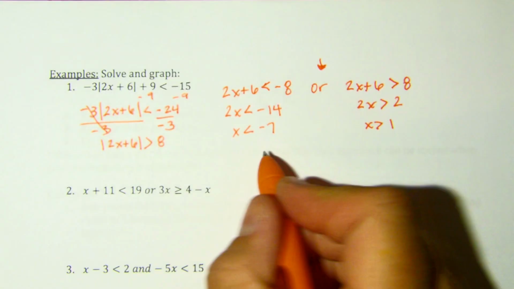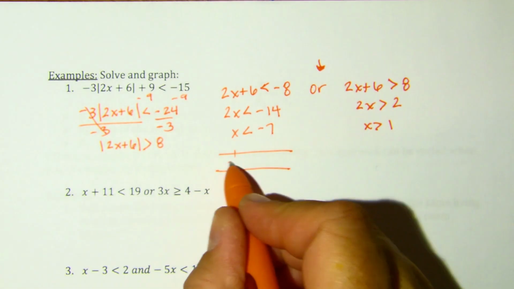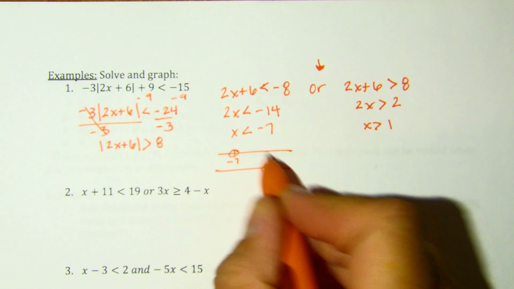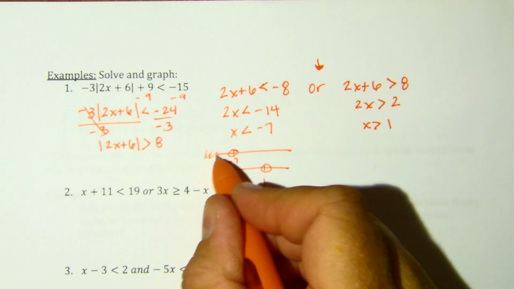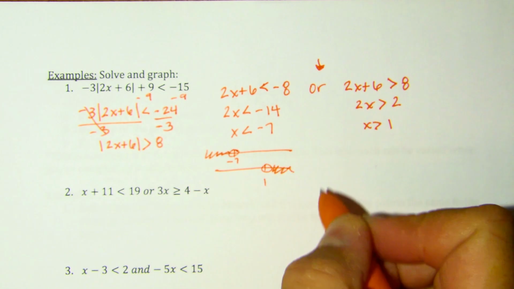So I can go ahead and graph both of these. I'm going to graph them again like I've been doing, one over the other. And they're both open dots. And x is less than -7, so shaded this way. And then x is greater than 1, so shaded this way.